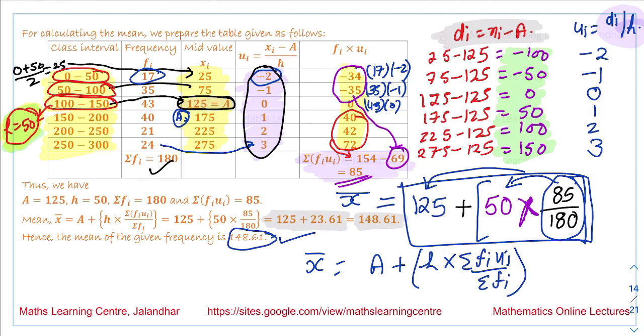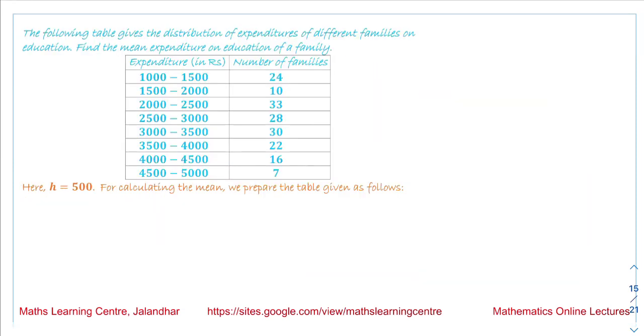Now in the next question, we are given the distribution of expenditure of different families on education. Find the mean expenditure on education of a family. These values are given to us: there are 24 families which have expenditure between 1000 to 1500, and 30 families which have expenditure between 3000 to 3500.